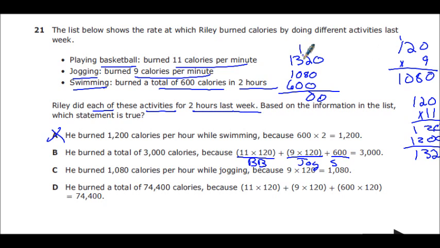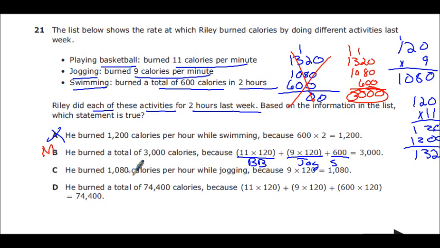carry my 1, 6, 7, 8, 9. Oh, sorry, I didn't line up my numbers here. Let me rewrite that. 1,320 plus 1,080 plus 600. 0, 0, carry my 1, 6, 7, 8, 9, 10. 3,000. So I have 3,000 there. So this is going to be a maybe.